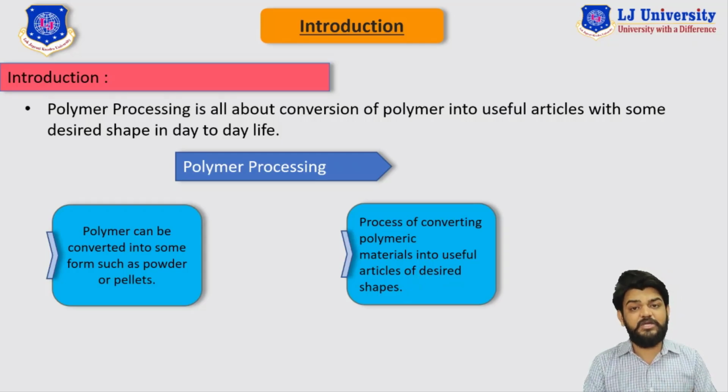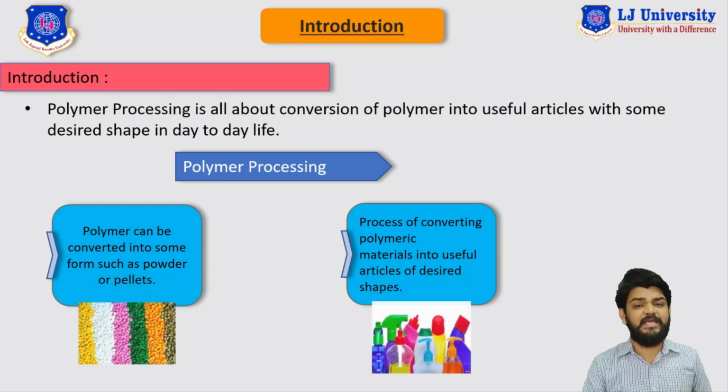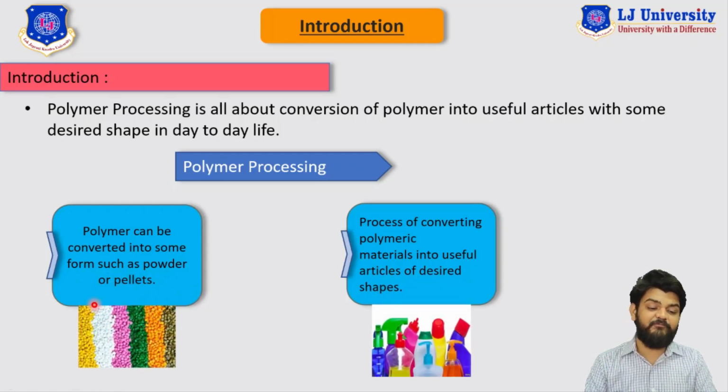So in this particular type, we are directly converting our raw polymer into desired products, right? So these are the two main categories of the polymer process. Here you can see by the image that in the first step, we are initially converting our raw polymers into powder or pellet form like this, right? And in the second type, we are directly converting our polymer into the desired shape of our day-to-day life. So these are the two main classifications of the polymer process.